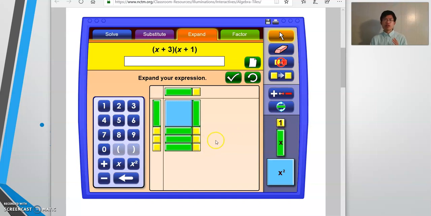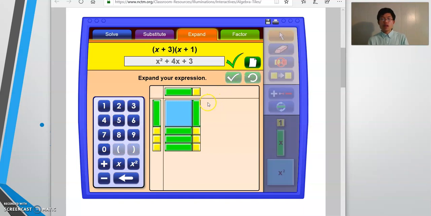Now you have the rectangle. And all you gotta do is put them into algebraic form. I have 1 blue x squared, so I'll put x squared. You don't have to put the 1 in there. Plus 1, 2, 3, 4x. Plus 1, 2, 3. Plus 3.